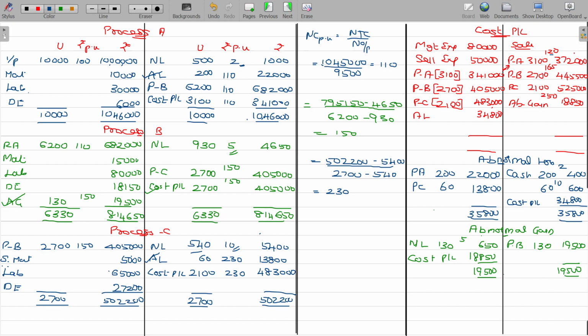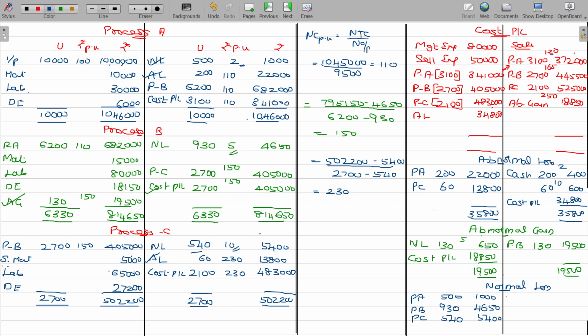And finally, the last one, the normal loss account. We have the normal loss in all the three processes. In the very first process, process A, 500 units, 1,000 rupees loss. Process B, 930 units, 4,650. Process C, 540 units, 5,400.